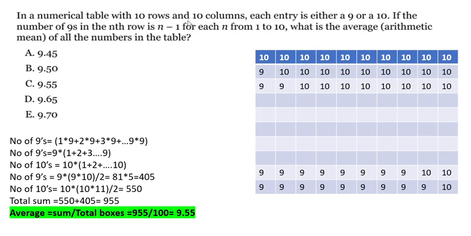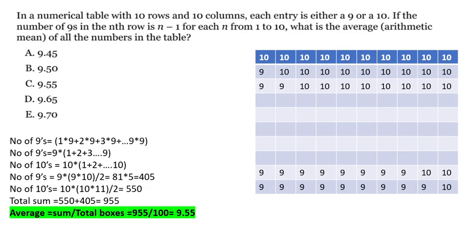Hey everyone, let's discuss another arithmetic averages question from the official GMAT. So here we have been told that there is a matrix, a 10 row, 10 column matrix, and in that matrix you have certain entries.